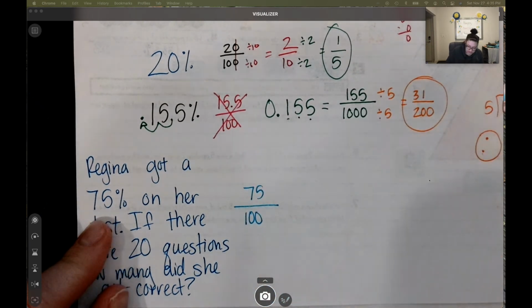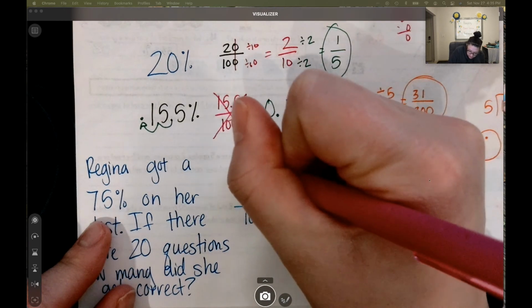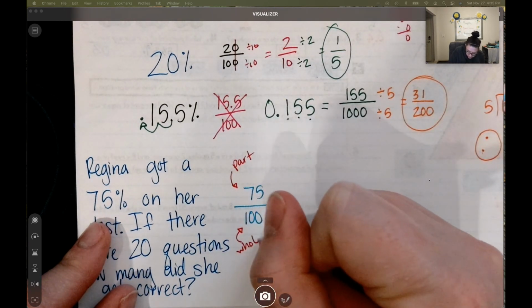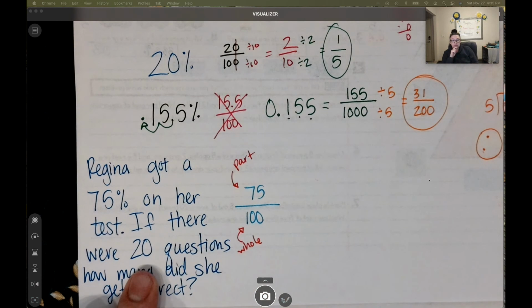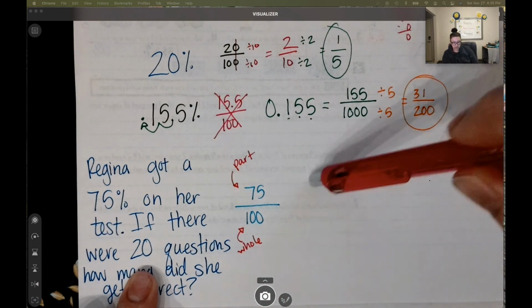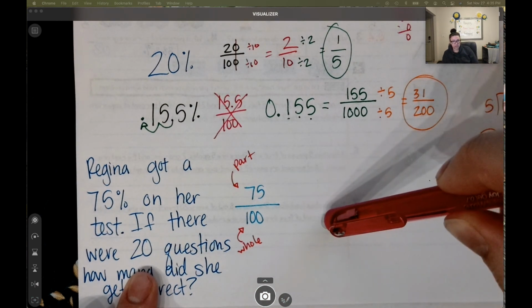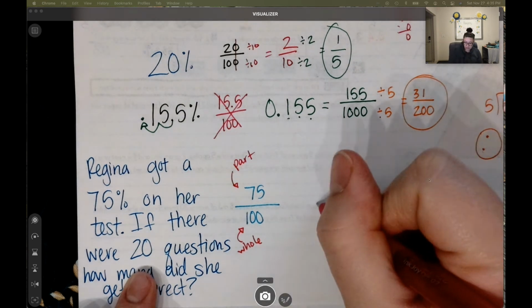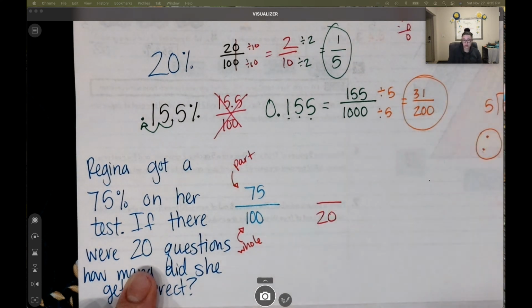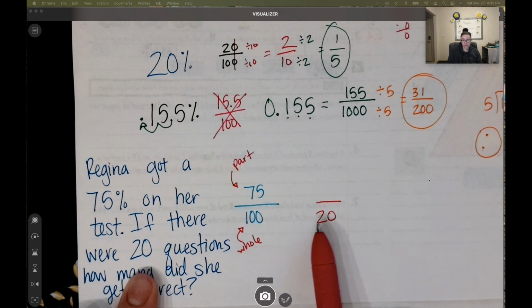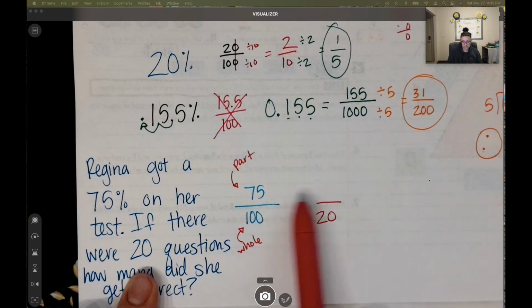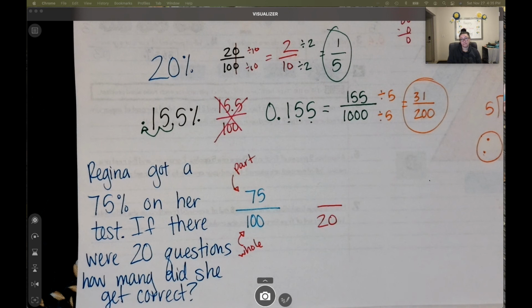Remember with these fractions, the top part, that's the part, and the bottom part is the whole. So if there's 20 questions on the test, is 20 going to be the part or is 20 going to be the whole? We need to get so that the whole is 20. The bottom number, our denominator, is 20. So we need to figure out how to get the top number.